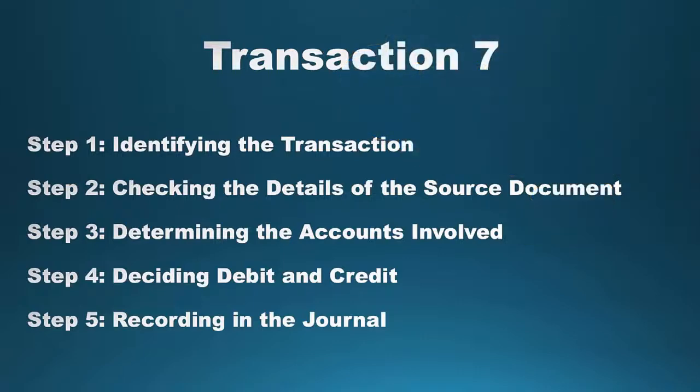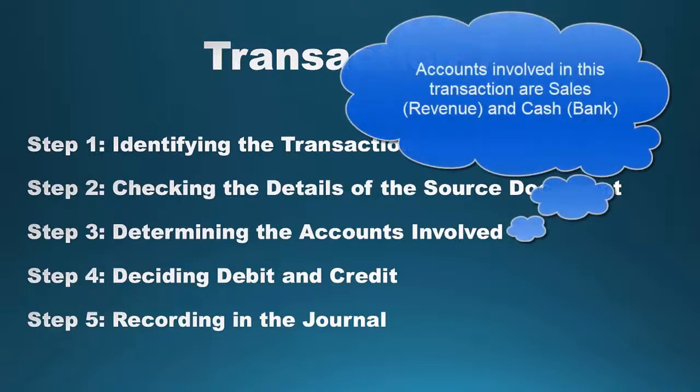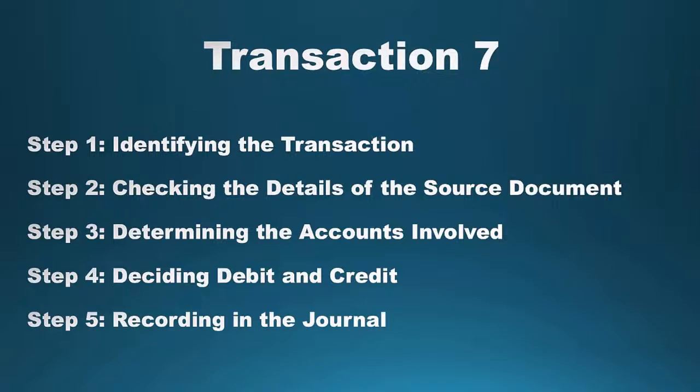Step 3. Determining the accounts involved. Next, let's identify which accounts are affected by this transaction. Account 1. Bank account. This is an asset account because the business receives cash from the sale, increasing its cash balance. Account 2. Sales account. This is a revenue account because the business earns income from the sale of flowers.